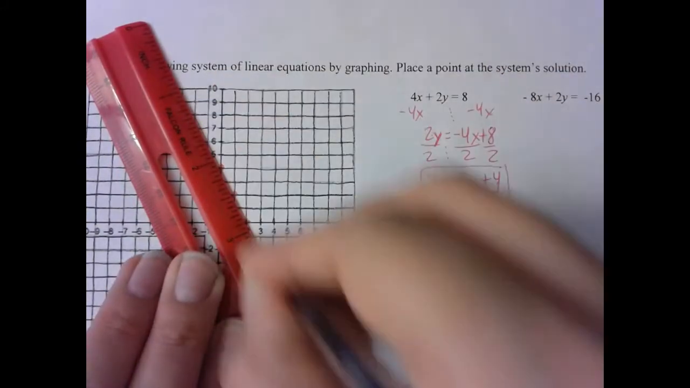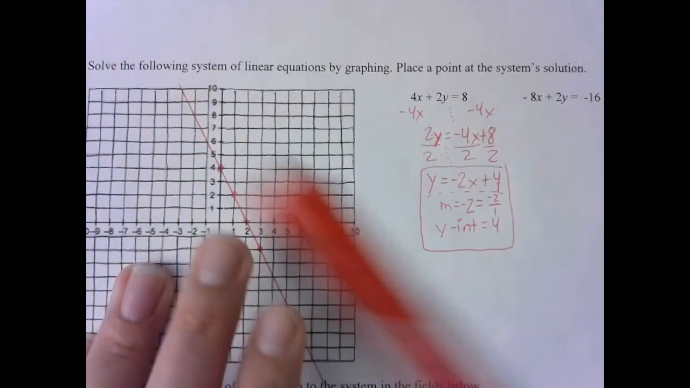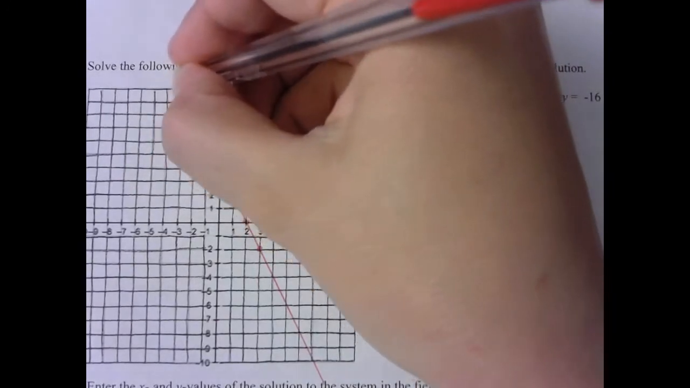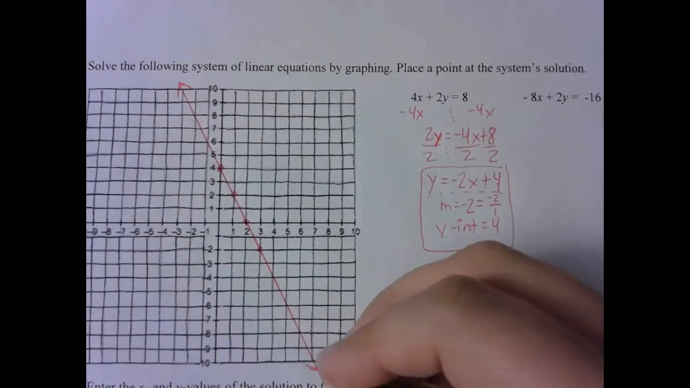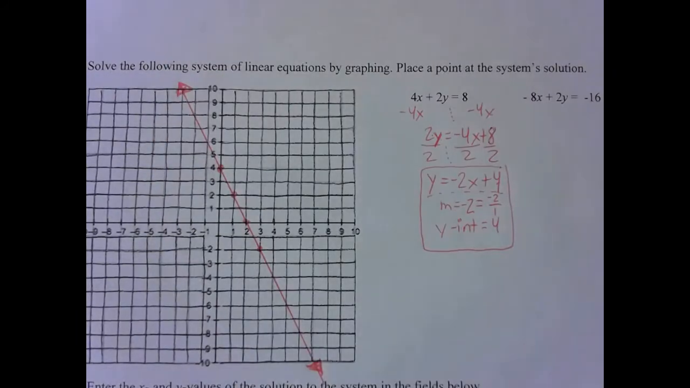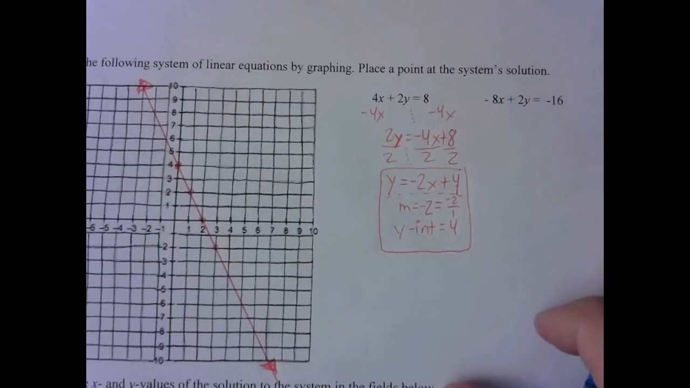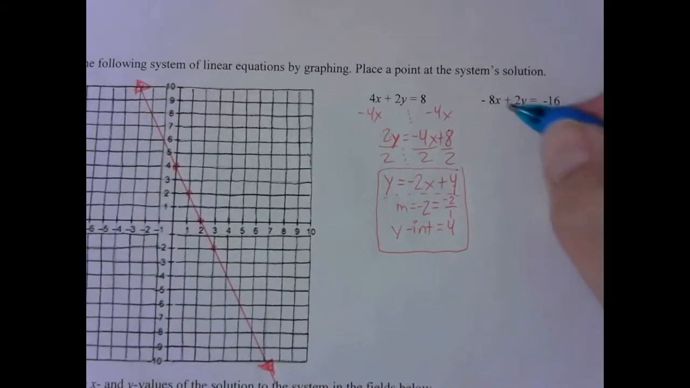Okay. Yep, that's a good line. All right, don't forget your arrows. Beautiful line. Wonderful. Let's move on to the other one. We're going to do the same thing. We need to get y by itself, so we have negative 8x plus 2y. Let's add 8x to both sides.